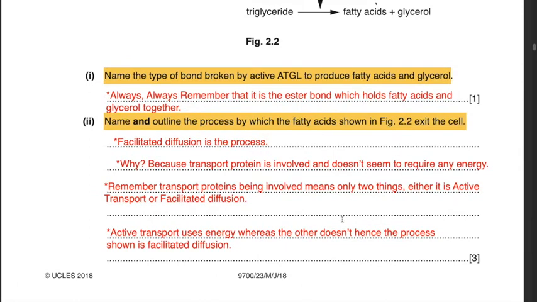And remember, transport proteins being involved means only 2 things. It can be either active transport or facilitated diffusion. It cannot be active transport in this case because active transport uses energy, whereas facilitated diffusion doesn't. Hence the process shown over here is facilitated diffusion. In order to land 3 marks, you should write the name of the process, which is facilitated diffusion. And how do you outline the process? You should mention there is an involvement of a transport protein which doesn't require any energy, and that will give you 3 marks.